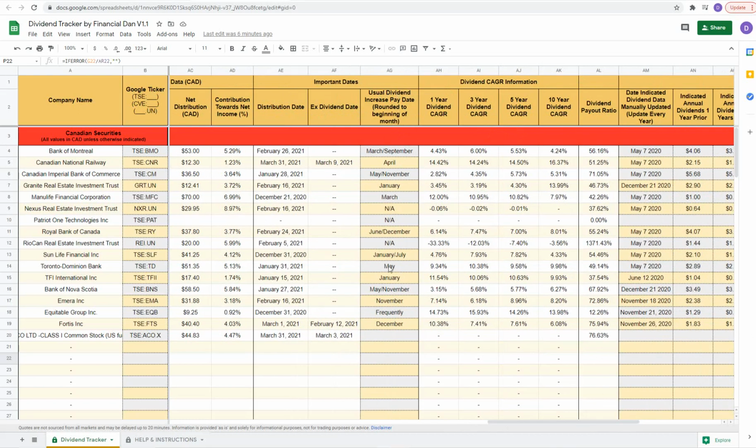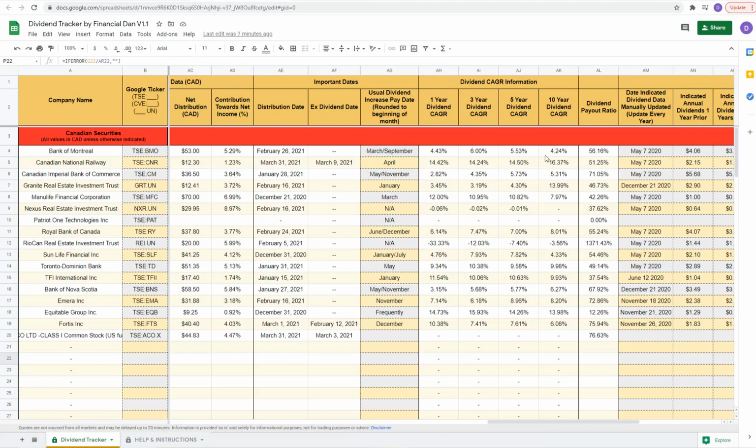And then the next fillable column right here, you can pretty much put whatever you want in here. There are no formulas in the spreadsheet that reference this. I just wanted to keep track of when different companies generally increase their dividends. So that's what I put in here, but you can put whatever you want, or you can choose not to fill it at all.